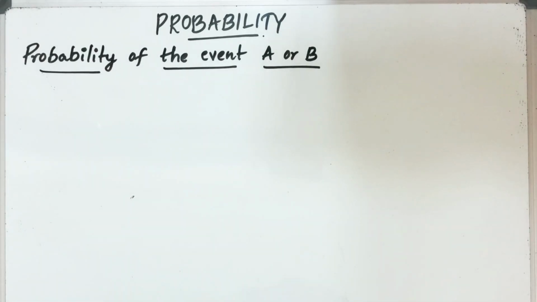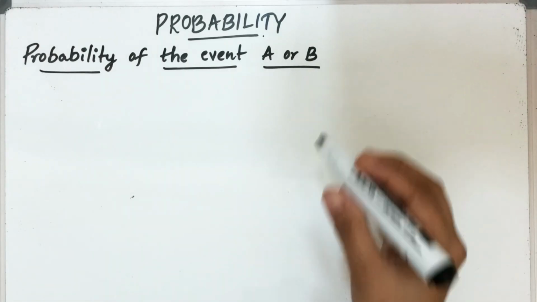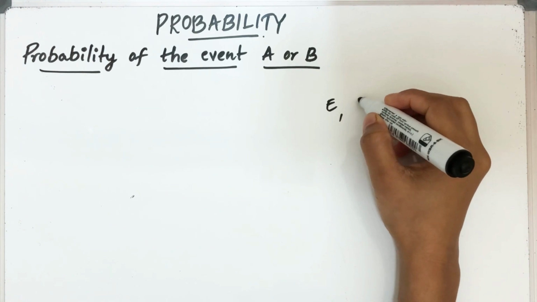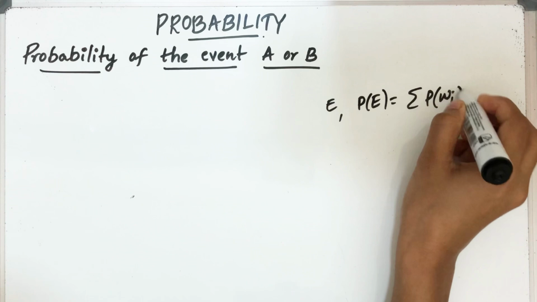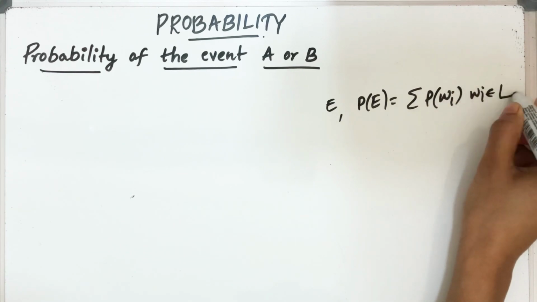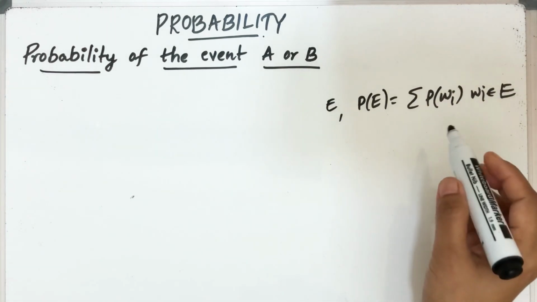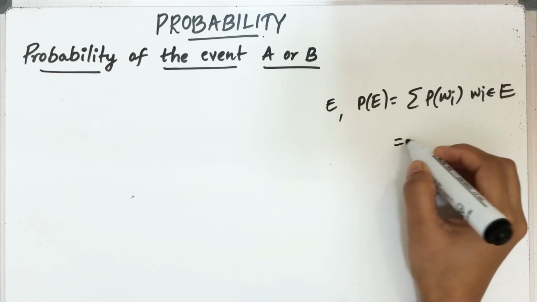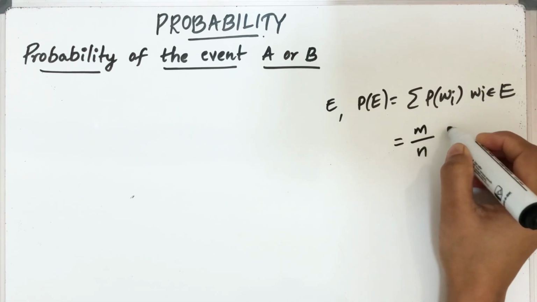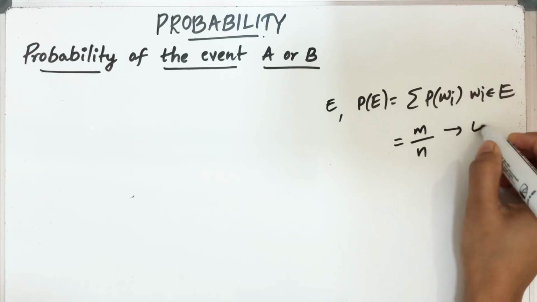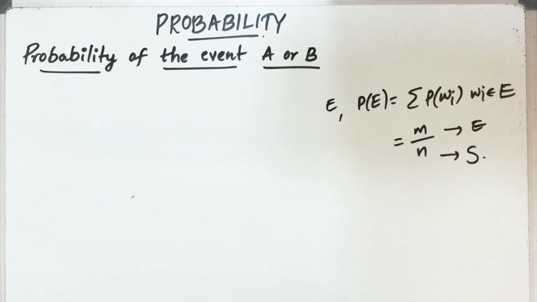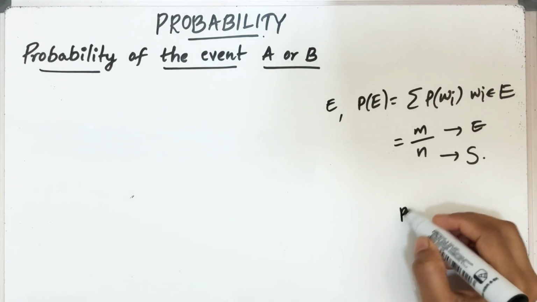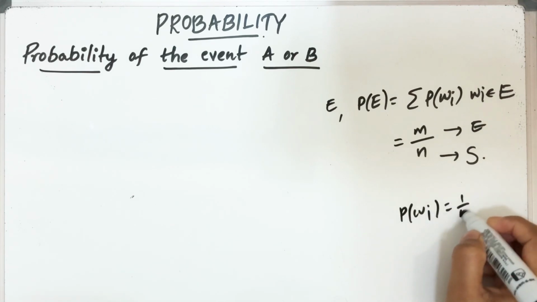We know how to find probability of an event. If E is an event, then probability of E is equal to sigma P of Wi, where Wi belongs to E. And if the outcomes are equally likely, this will become m by n, where m is the number of elements in E and n is the number of elements in S. This we have discussed. For equally likely outcomes, P of Wi will be 1 by n for all i.